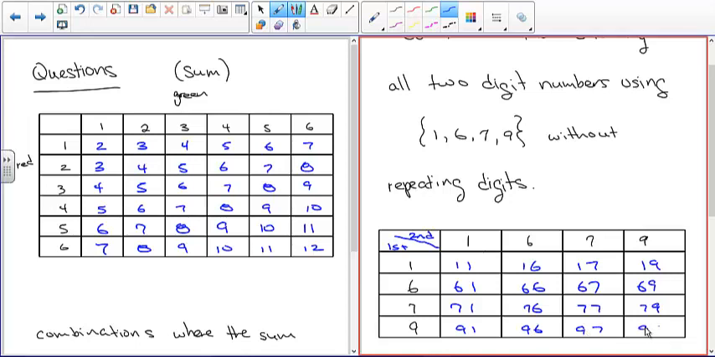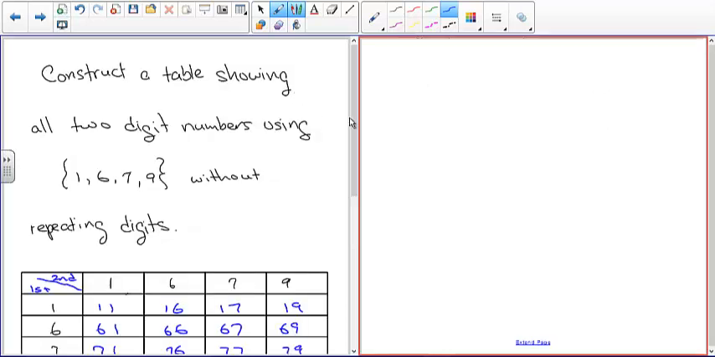So the answer is 16. The blue here, there are 16 two-digit numbers. Now that's if we can repeat them. So again, you have to read the problem carefully. So let's answer two questions here.